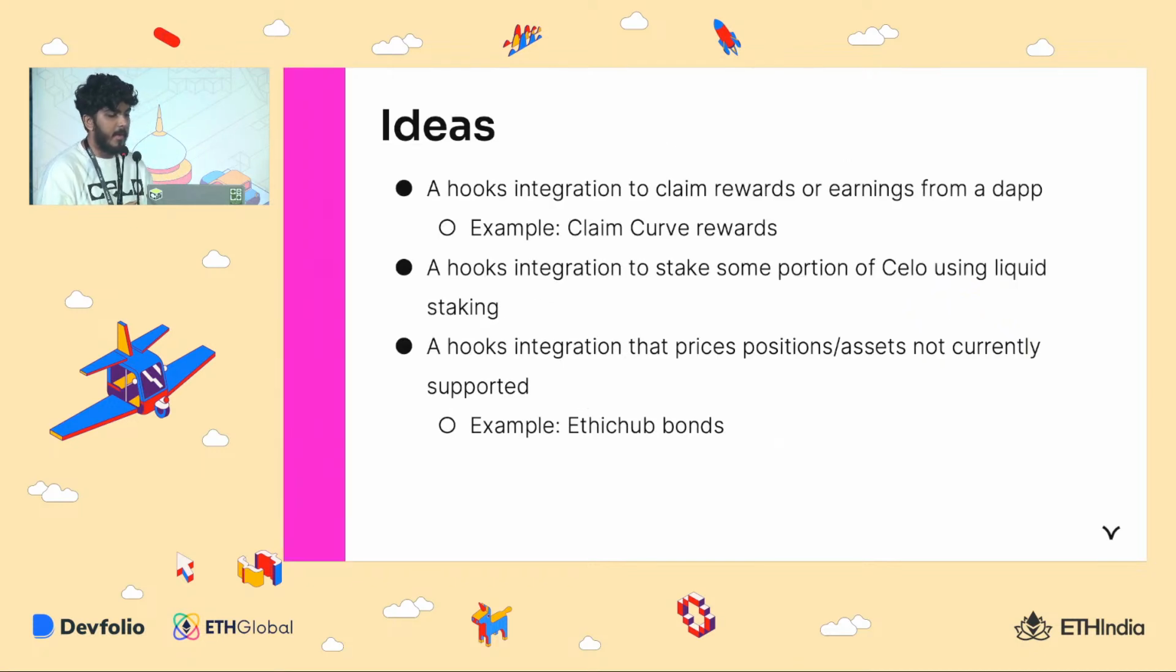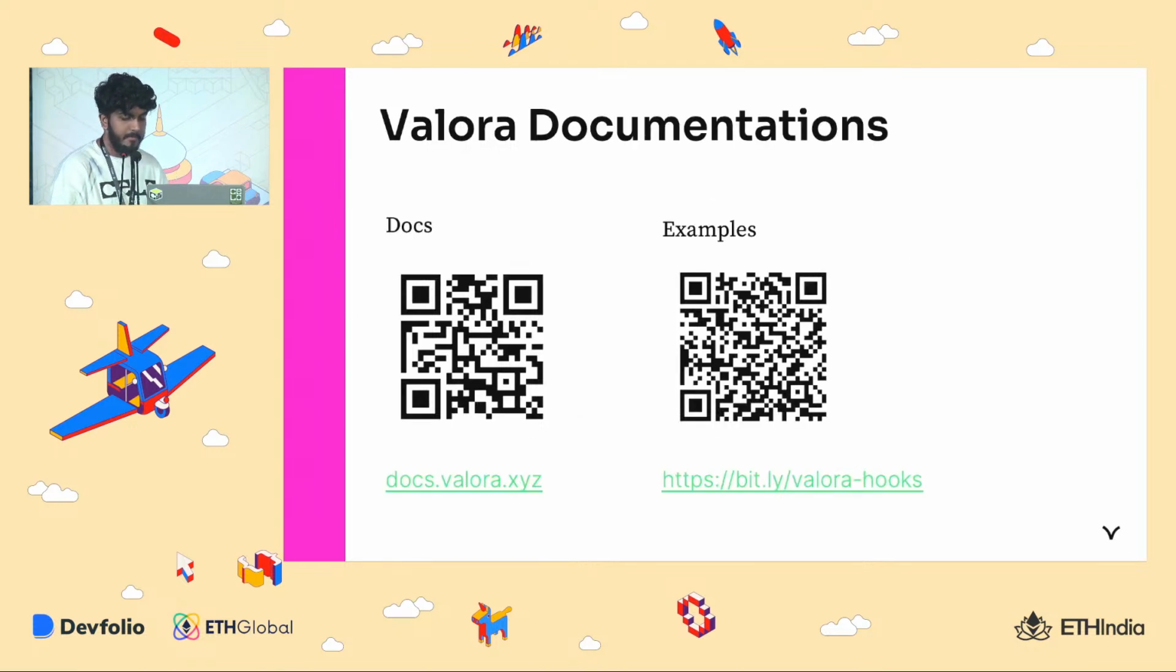And here are some ideas for things to build using Valora hooks. You can build hooks for claiming Curve rewards, because that's not available right now. So something you can build. Hooks for liquid staking on Celo, to get information about it, claiming rewards, etc. So yeah, and Ethica bonds as well.